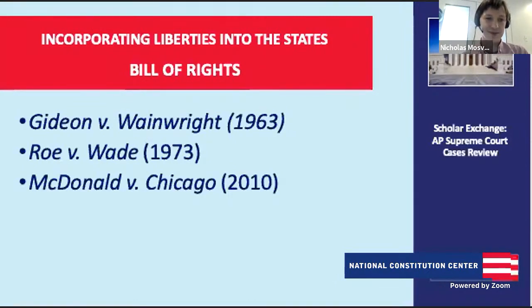Yep. So these three look at incorporation of the Bill of Rights. Incorporating is making sure that parts of the Bill of Rights stick to the individual, no matter where they live in the country, no matter what state they are in. So Gideon versus Wainwright, Roe v. Wade, and McDonald v. Chicago. Now, Gideon's one of my favorite stories, but we'll go through all three and just kind of look at each of the pieces of the Bill of Rights that they incorporate.